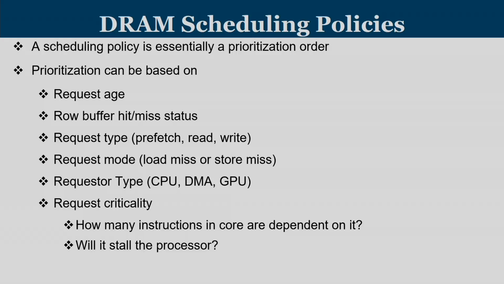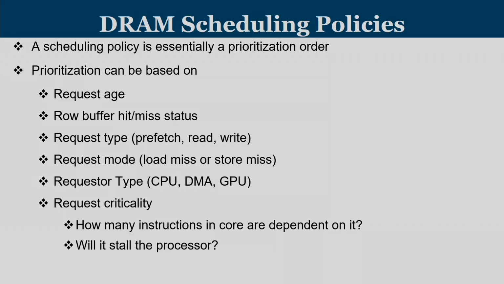And you have to look into how critical this request is. How many of the instructions are actually dependent on this particular DRAM request? If I service this request early, how many instructions are going to benefit? Is the processor still stalling?